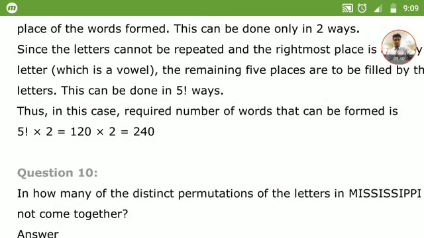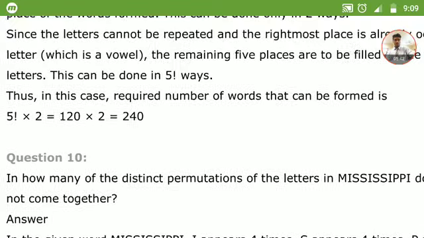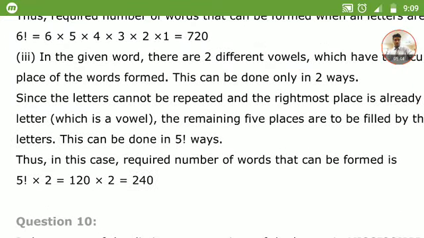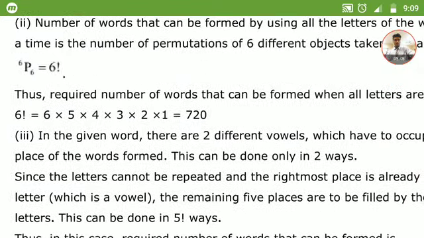So that's it. Question number 10 will be homework. After question number 9, make sure assignments are being submitted on a regular basis.